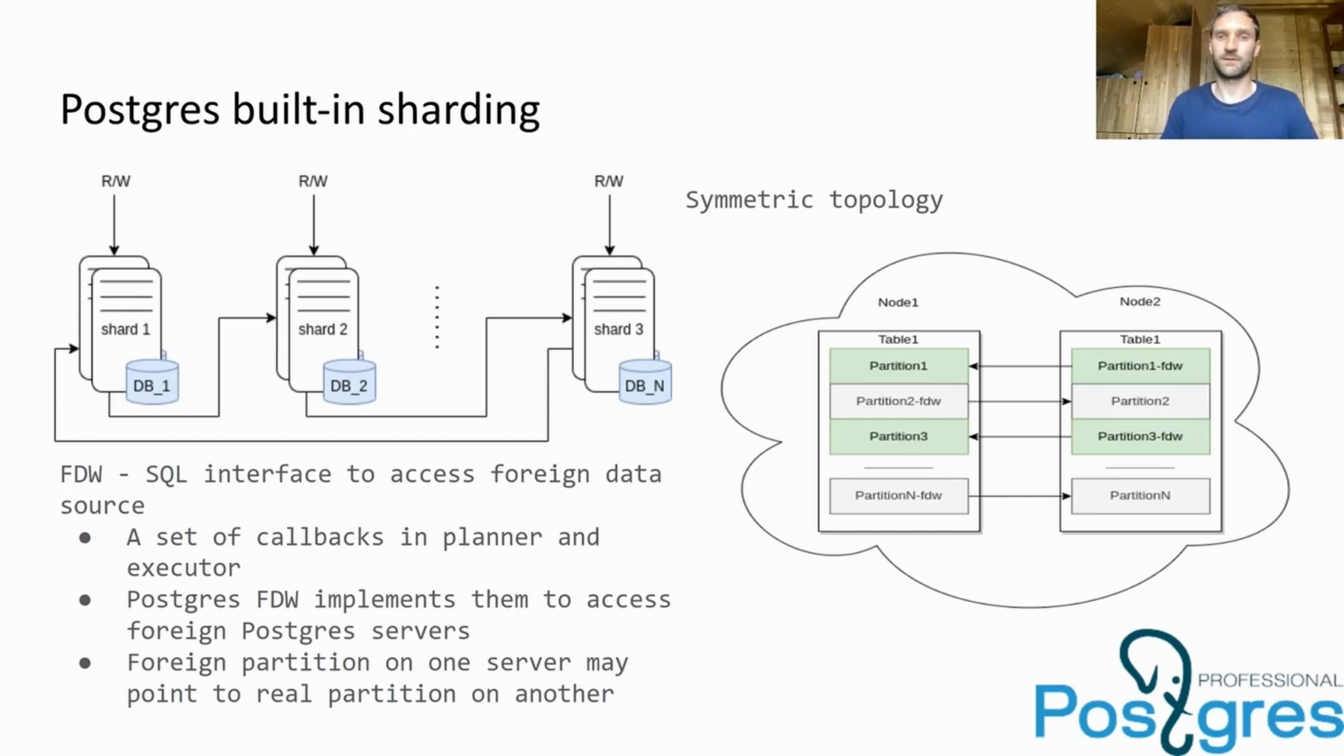It's interesting that historically sharded database can be built in Postgres with partitioning and Postgres FDW subsystems. FDW is a way in Postgres to access foreign data source using regular SQL queries. In particular, Postgres FDW extension implements this interface for foreign Postgres servers. A sharded table can be built as a traditional partition table where some of the partitions are declared as foreign partitions that point to different nodes.